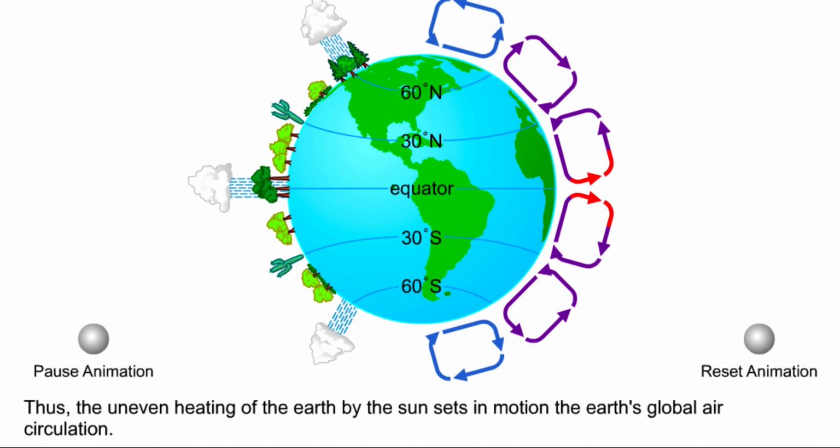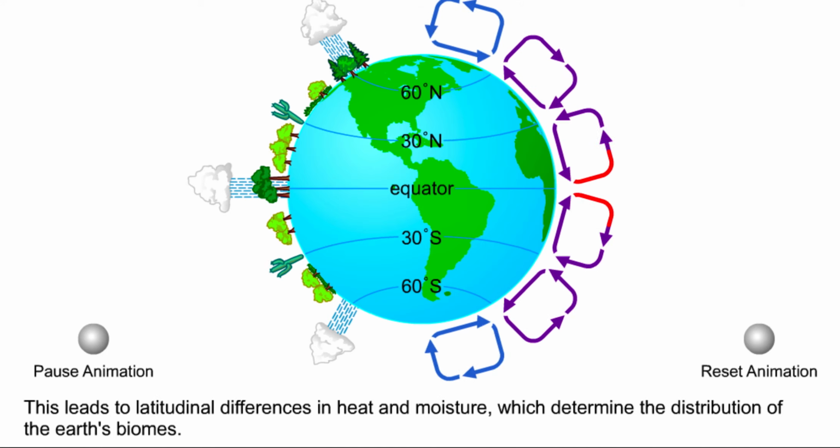Thus, the uneven heating of the Earth by the sun sets in motion the Earth's global air circulation. This leads to latitudinal differences in heat and moisture, which determine the distribution of the Earth's biomes.